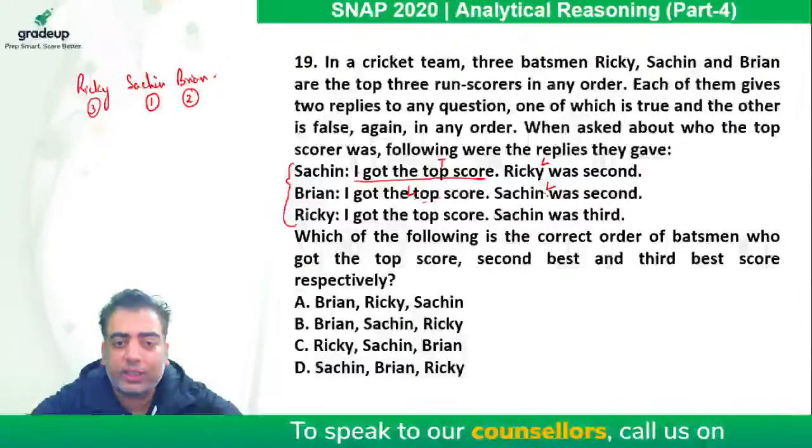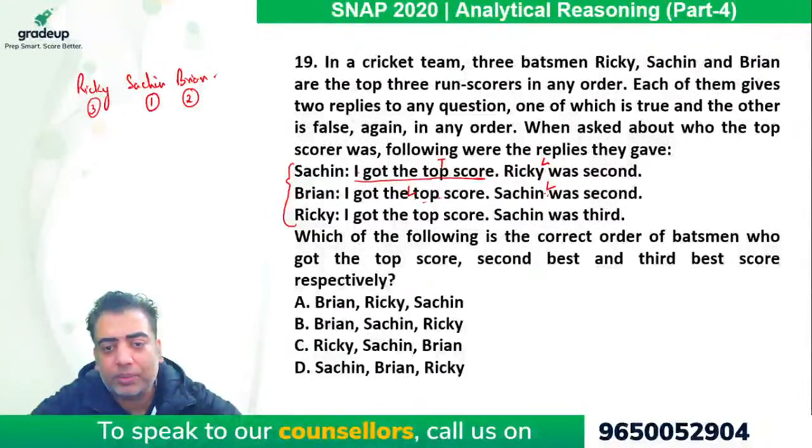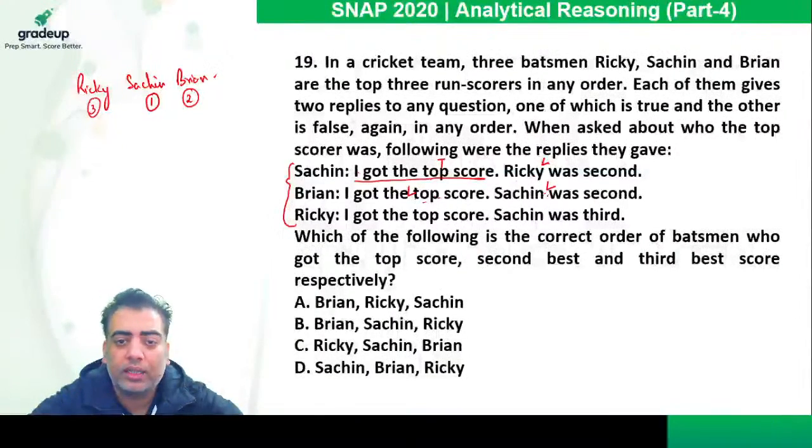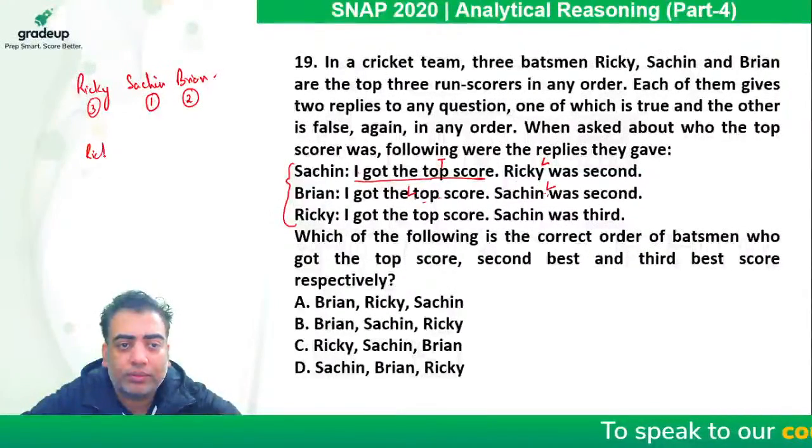Then in that case, instead of the first statement being correct, can I say the first statement of Sachin is definitely false, so the second must be true, right? So moving on to the second scenario now.